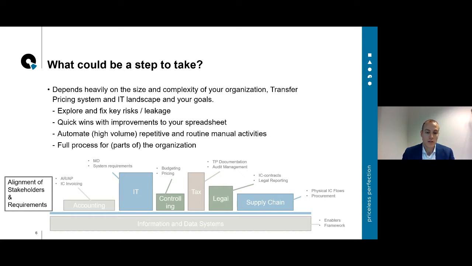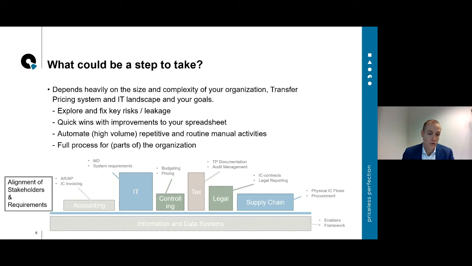And once you have established this basis, which is basically the core of operational transfer pricing, so the processes that come from your transfer pricing system to the results in your administration, a next step could be to automate. A small step could already be to improve the spreadsheet you may have, and another approach could be to see, for example, which steps eat up a lot of your time and have a high repetitive character, and only automate these steps for now and go from there, or just be happy with the additional time you have.